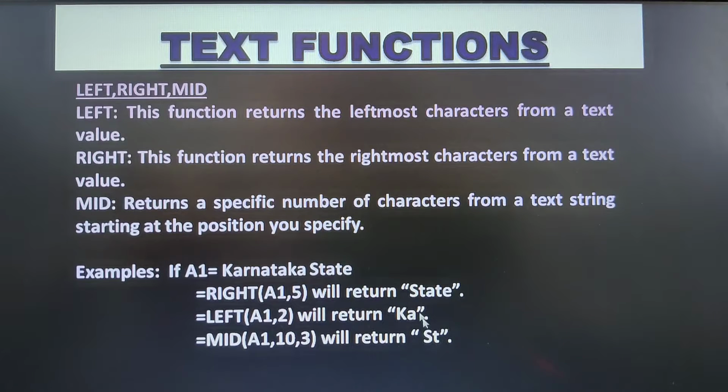So this is how the mid value will return you the specific number of characters. That means 3 is what I have specified here. 3 means 3 specific number of characters will be returned from this particular string, that is A1, that is Karnataka state, right from the position that we specify, right from the 10th position.